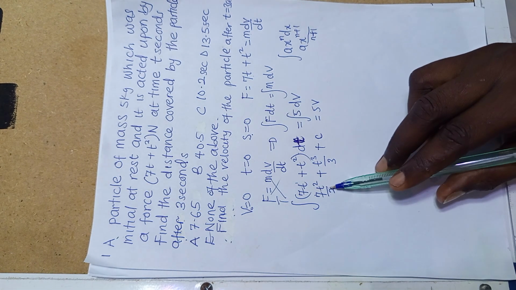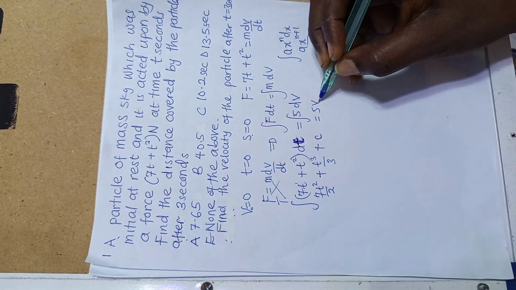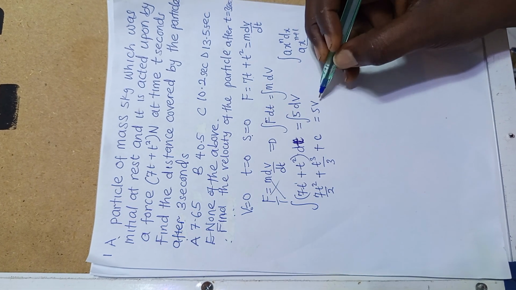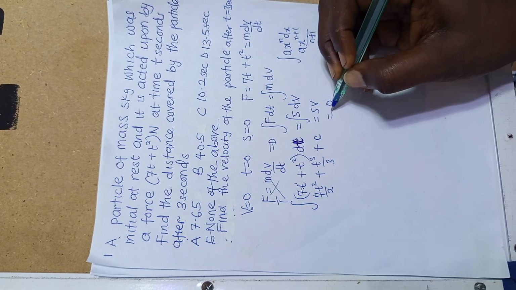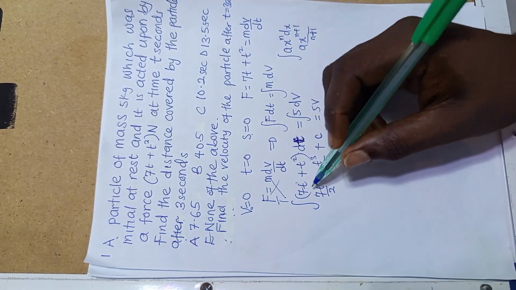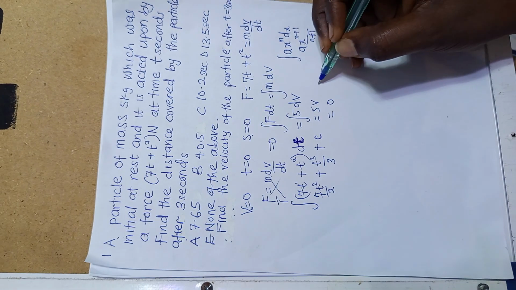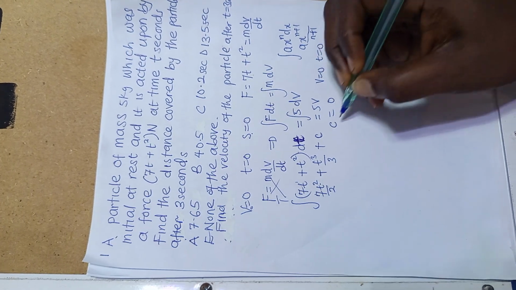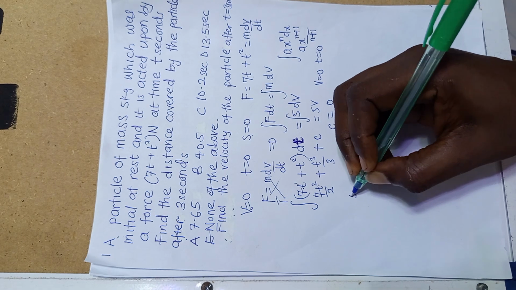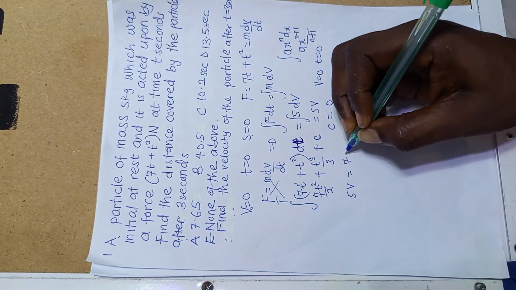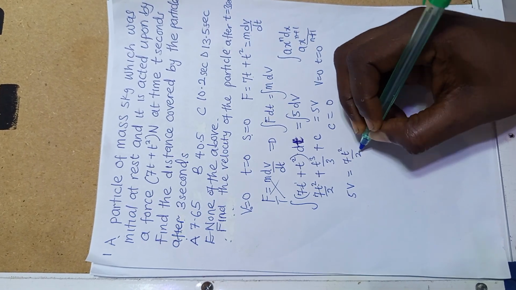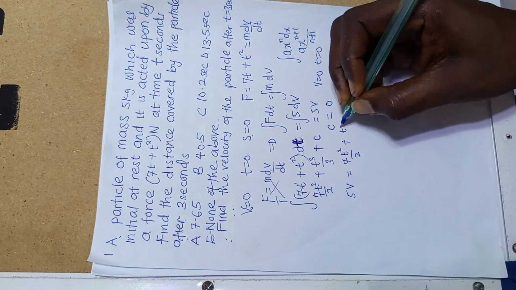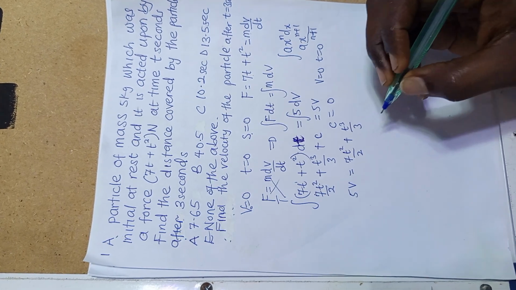Now, when t equals 0, what will your v be? This v is 0 because it starts from rest. So you put t equal to 0 and v equal to 0, and you notice that c will be equal to 0. Therefore, 5v equals 7t squared over 2 plus t cubed over 3.